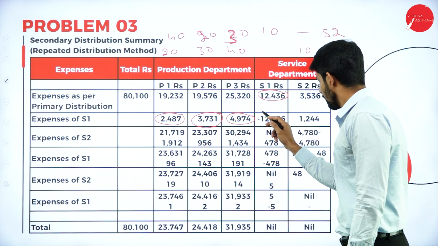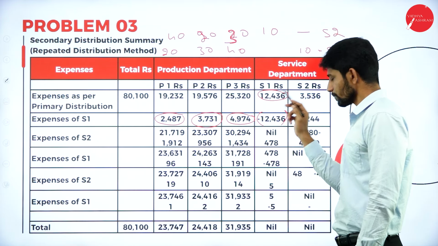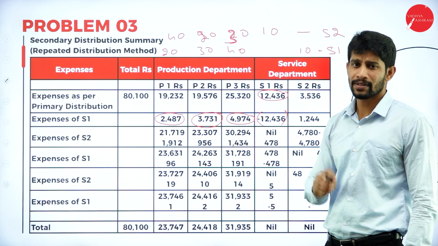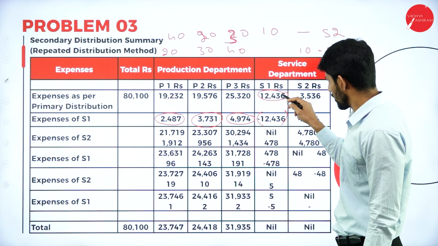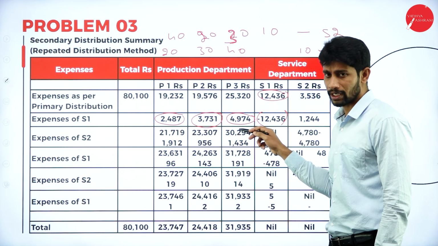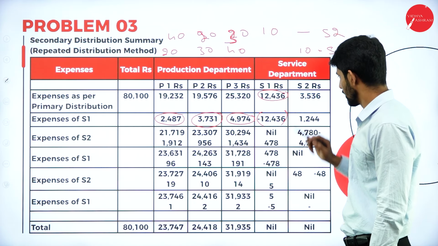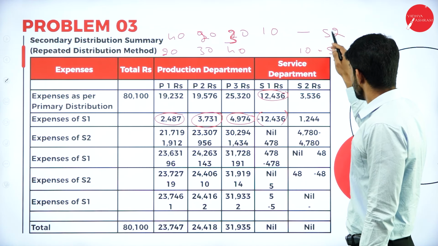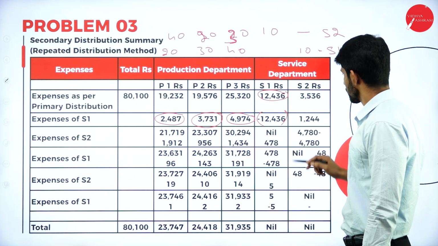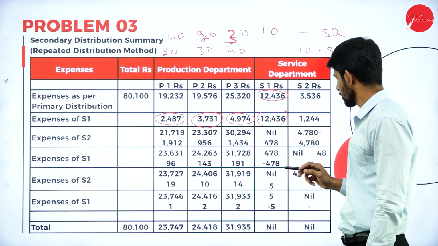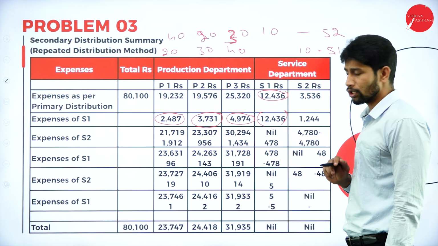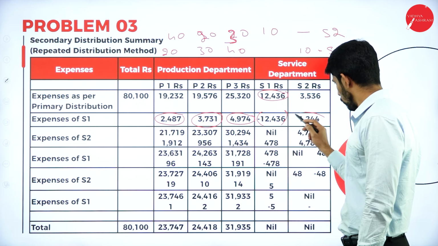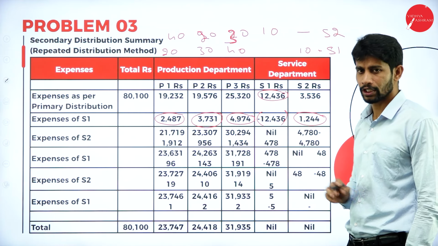Here, you are distributing to other departments, so here it will be minus value. No expenses is distributed because you are distributing this 12,000 among other departments. So that is why here it is nil. And give 10% of this 12,436 to service department 2. You will get 1,244.